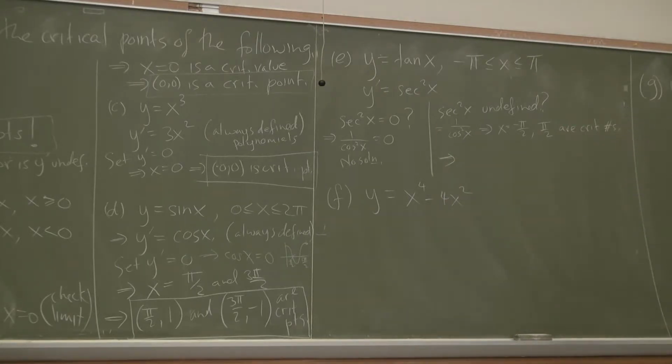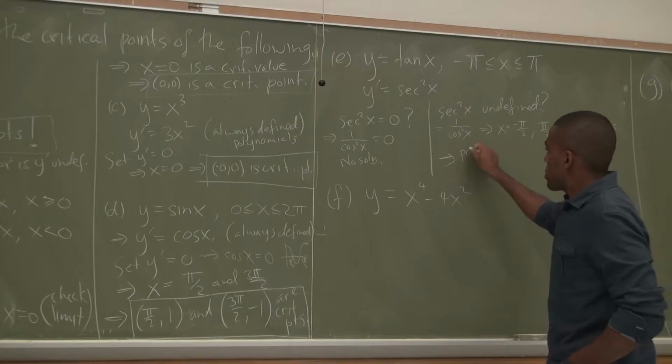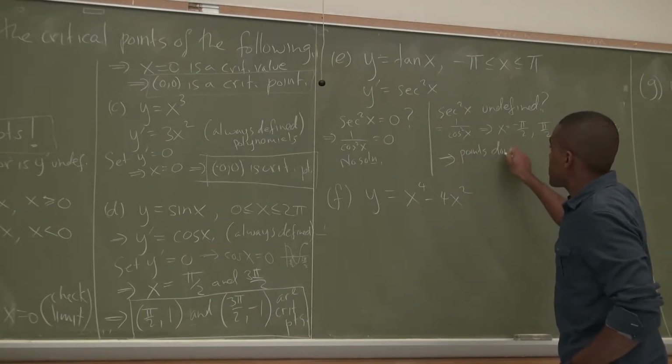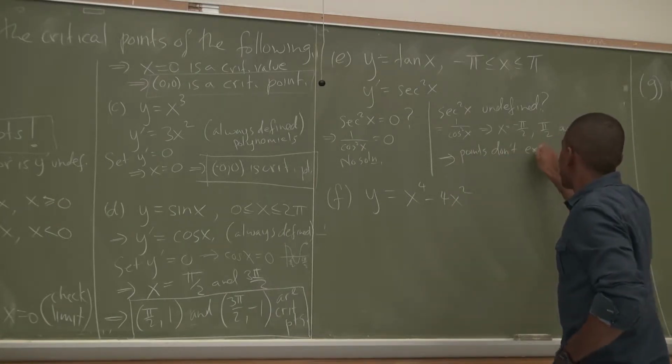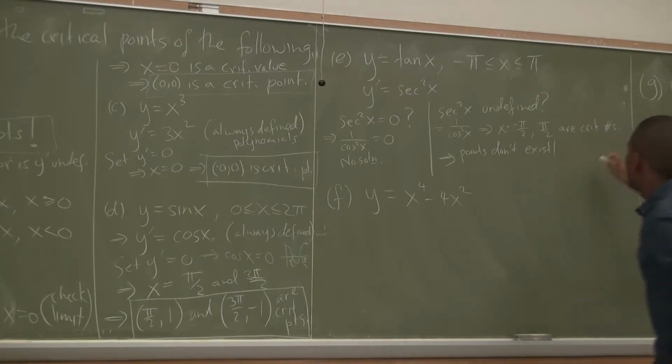This implies, what's tangent of pi over 2? Can you even find that value? The points don't exist. They're asymptotes, right? This is your tangent, at pi over 2 and minus pi over 2. So we don't really attain a max or a min there, but we had to have checked.